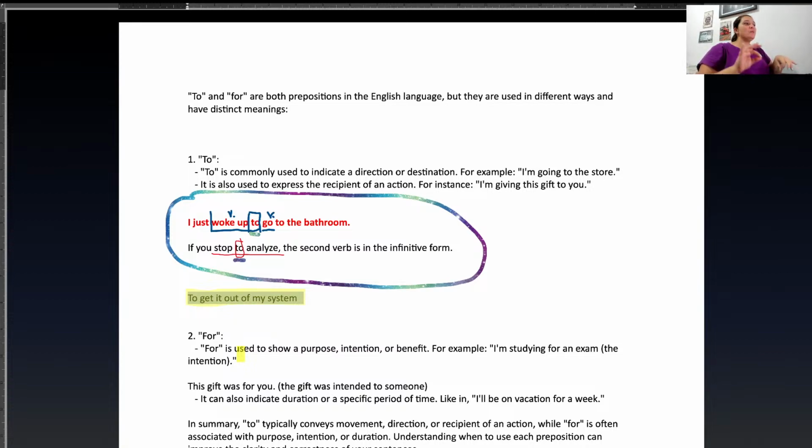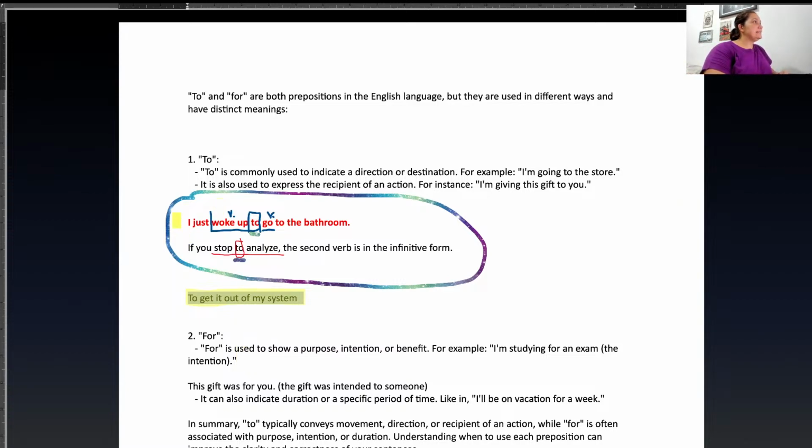So, to is commonly used to indicate direction or destination. For example, every time you think about to, it means that you have something going from point A to point B. So, it usually comes right after a verb that indicates a type of movement. Here's my example. I'm going to the store. Okay, I am going right now. I'm acting. This is my action. I'm going to the store.